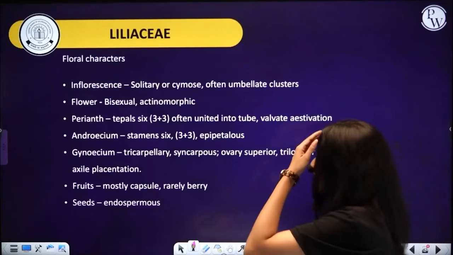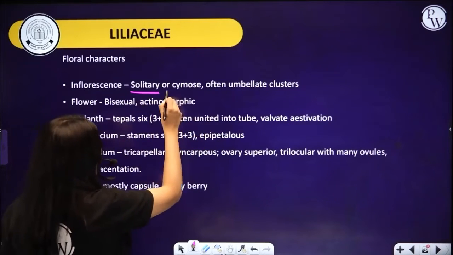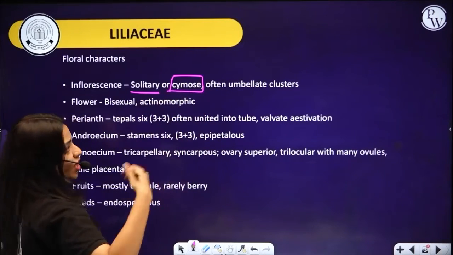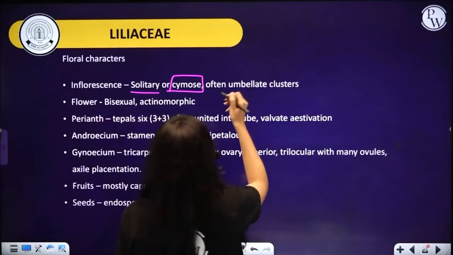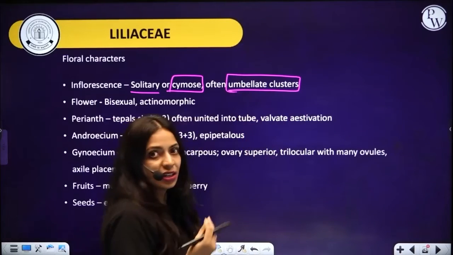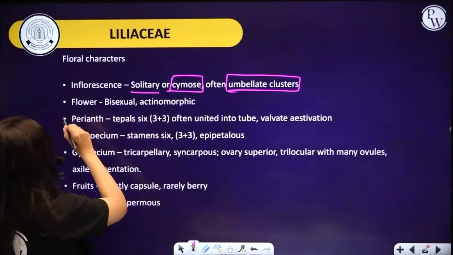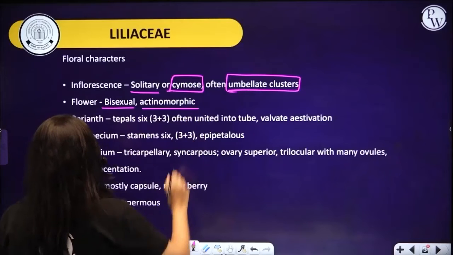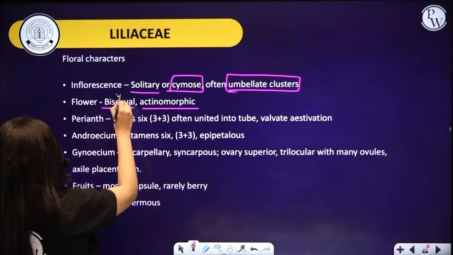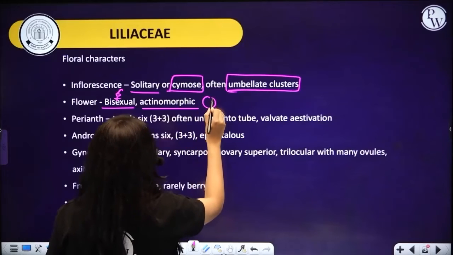Talking about the floral characters, inflorescence can be solitary or cymose. Generally, it is a type of cymose inflorescence called umbel. So you can see flowers arranged in umbellate clusters in this particular family. Flower is bisexual and actinomorphic. So both stamen and pistil are present.